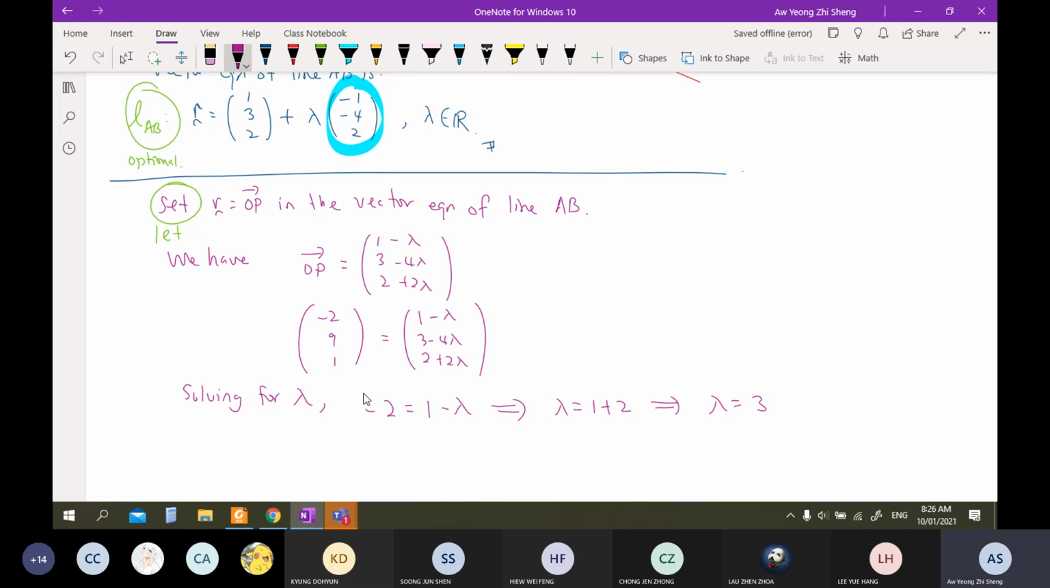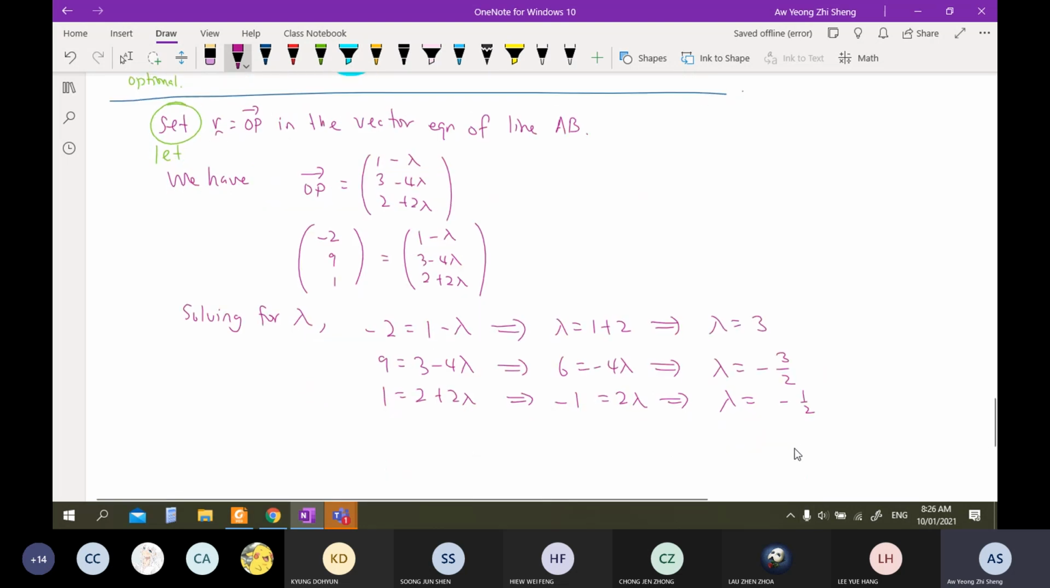Next one, 9 equals to 3 minus 4 lambda. This leads you to 6 equals -4 lambda, which means lambda equals to -3/2. And the last one, 1 equals to 2 plus 2 lambda. This leads you to -1 equals to 2 lambda, and this leads you to lambda equals to -1/2. And so clearly these three values are not the same.